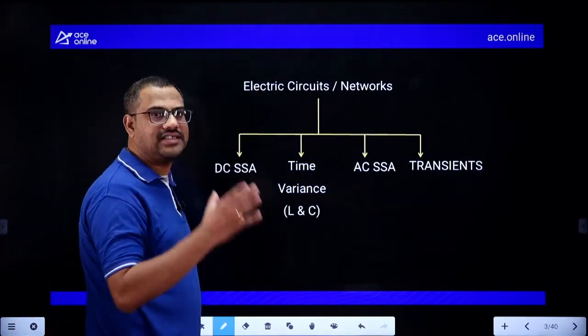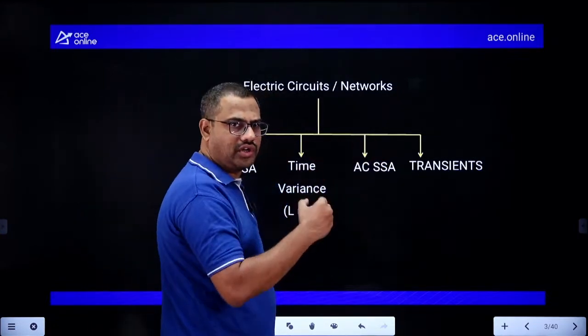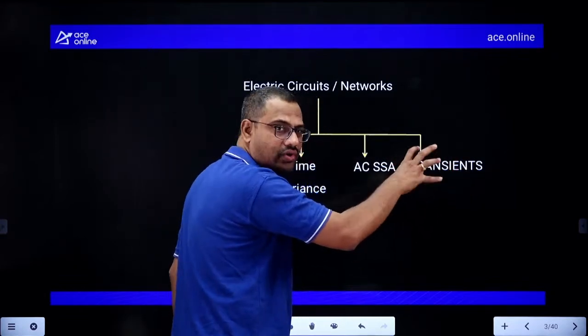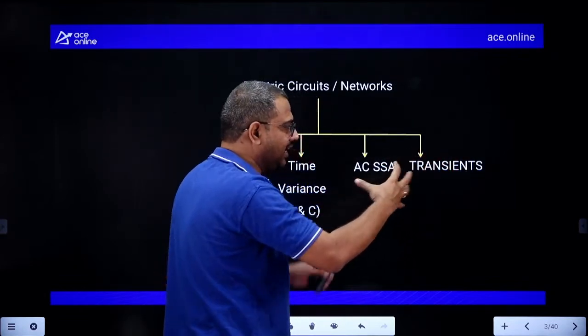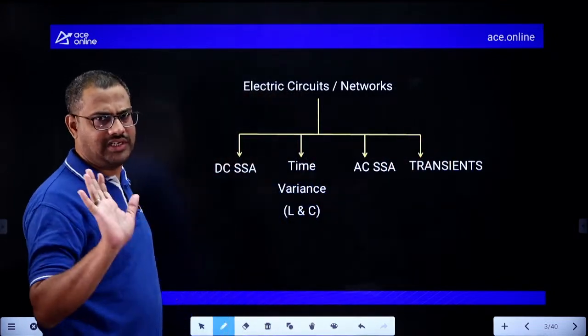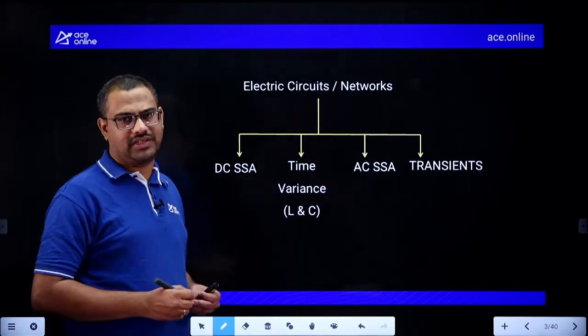Part 1, DC steady state analysis, somewhere around 30 to 40%. AC steady state, this is also 30 to 40% based on the marks. And the remaining, I can say something like 20 to 30%, is transients and miscellaneous topics like two ports, locus diagram, duality. So overall my subject is 3 parts.